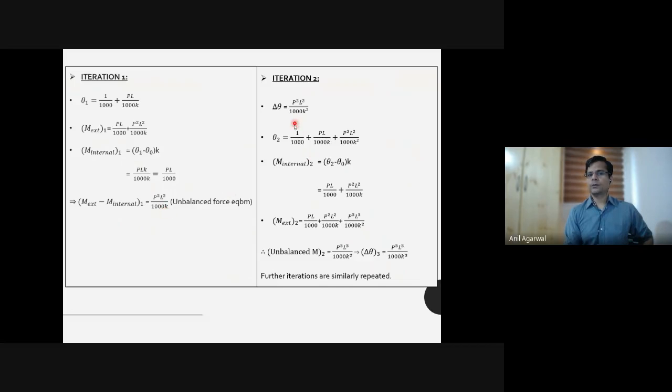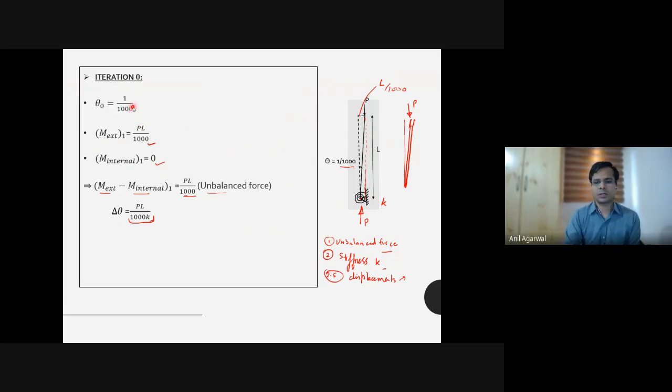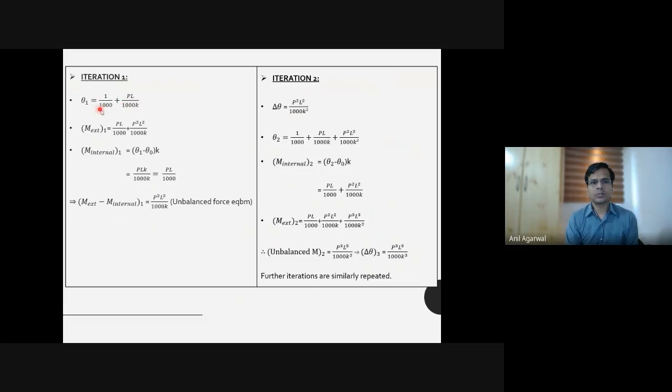Okay. We do one more iteration like that. This time the unbalanced force is P cube L cube by 1000 K cube. So you can see that the PL by K term is multiplying, right? Likewise, if you look at the deformations, the zeroth deformation was 1 by 1000, the first one I got 1 by 1000 plus PL by 1000 K. The second iteration I got 1 by 1000 plus PL by 1000 K plus P square L square by 1000 K square. Compare this with this. So PL by K terms continue to be multiplied with subsequent terms.